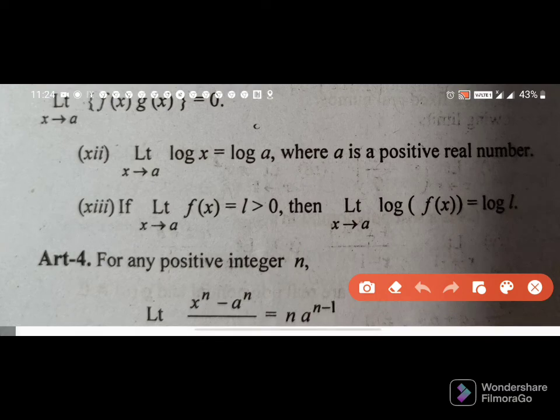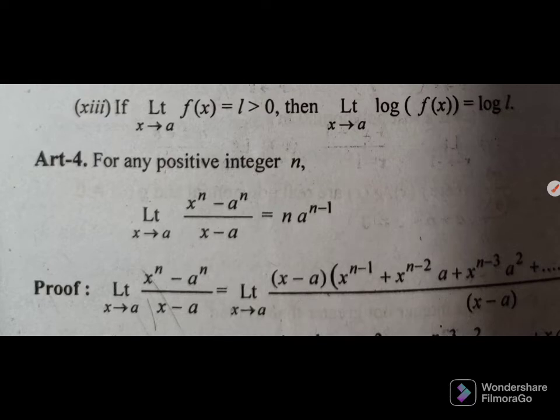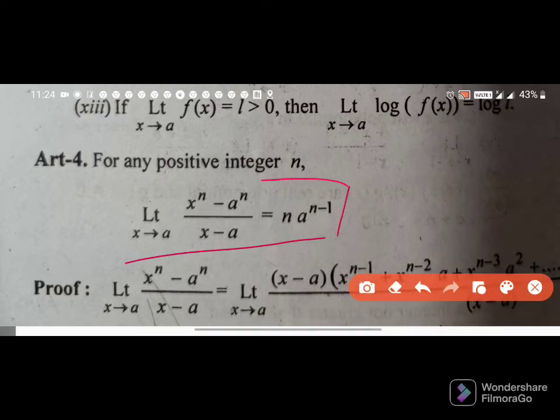Next, limit x tends to a, log x is equal to log a. Replace x by a. Next, an important result. For any positive integer n, limit x tends to a, x raised to the power n minus a raised to the power n, divided by x minus a, is equal to n a raised to the power n minus 1. Very important.